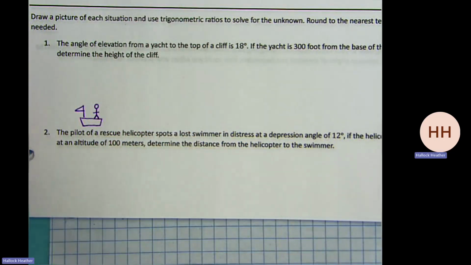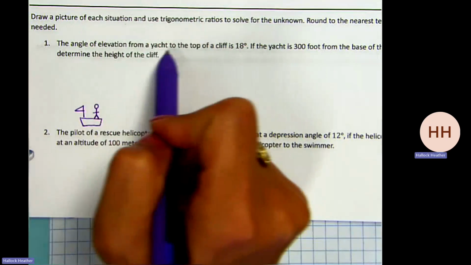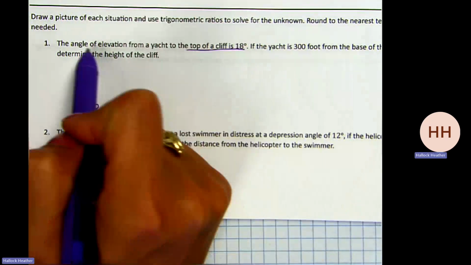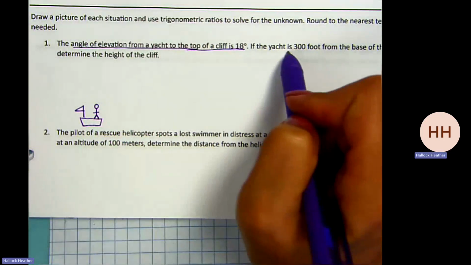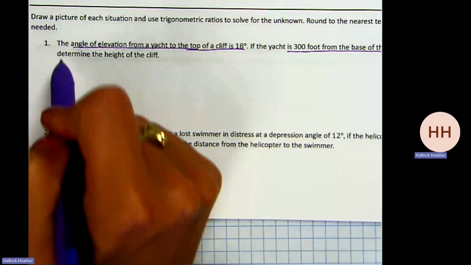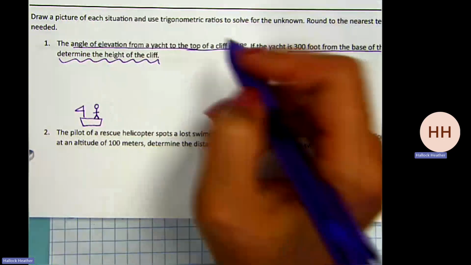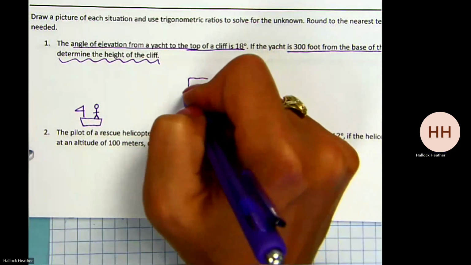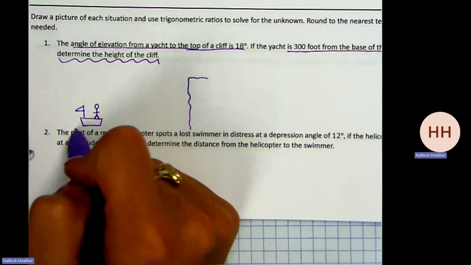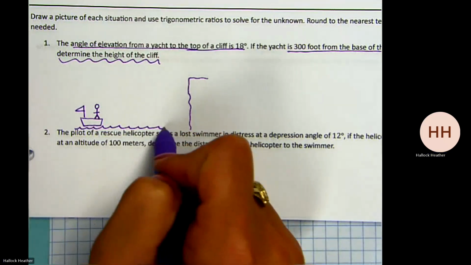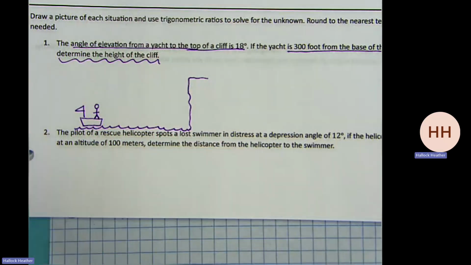I have an angle of elevation from a yacht to the top of a cliff that's 18 degrees. If the yacht's 300 feet from the base of the cliff, determine the height of the cliff. So I should also draw a cliff. So over here, here's my cliff. Okay. And here's the ocean because we're in the ocean. All of these pictures are technically creating a right triangle. So whatever you draw, it should be forming a right triangle.